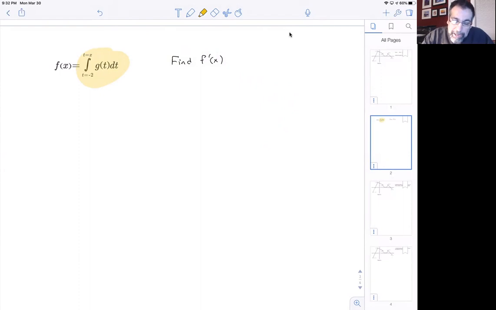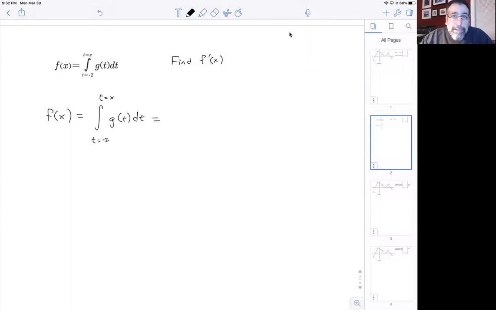So the way we're going to handle this is we are going to take f of x, and we're going to leave it exactly the way it is on that side of the equation. But now we're going to look at this integral a little differently. And we're going to go from t equals -2 to t equals x. And we're integrating g of t dt.